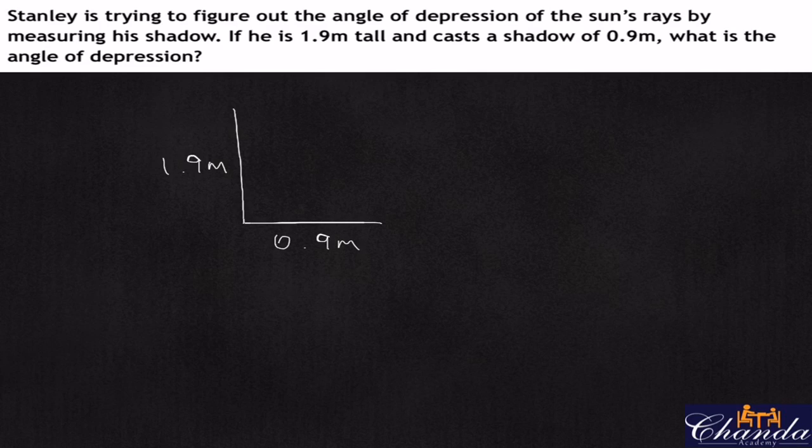And we are then looking at the angle of depression. And as we know, the angle of depression is the angle between the horizontal and the line of vision. So imagine that's the top of Stanley's eyes right there, and imagine this line here is his line of vision down to the end of his shadow. Okay, and that angle right there is actually the angle of depression, which happens to be the exact same angle as this particular angle here.